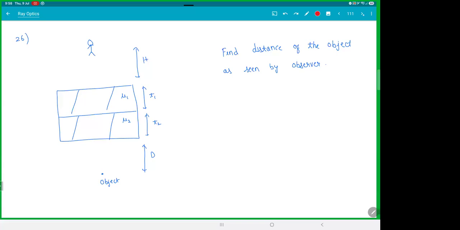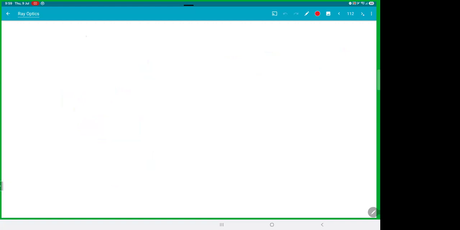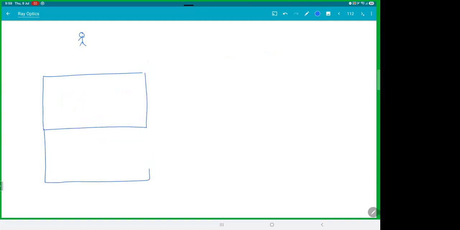Okay, let's see. It's a little lengthy, but you'll get a good answer, right, Samyak? Right, Aditi. See, so he is the observer. I'll draw a little big so that we can clearly see this is the object.